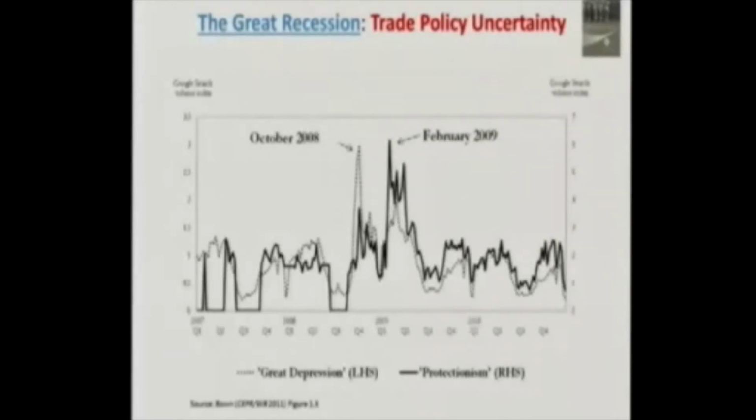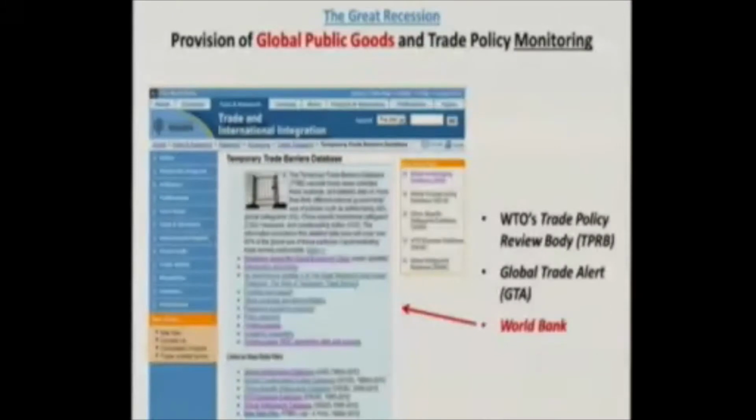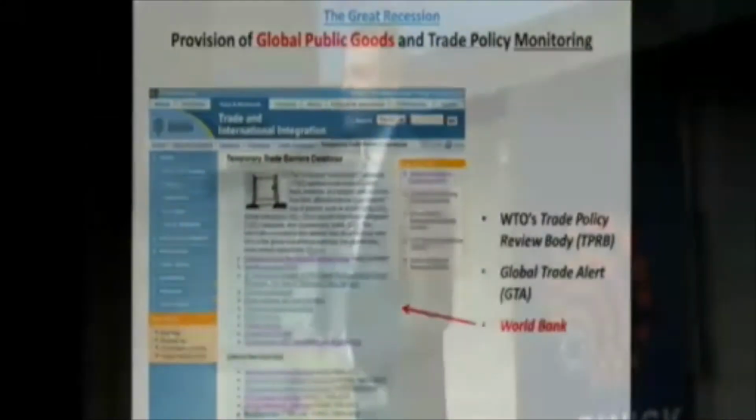So what these international organizations in the multilateral system can do is to provide public goods, such as monitoring. And this is what I was heavily involved with during the crisis, as were others at the WTO through the Trade Policy Review Body, this independent entity called the Global Trade Alert, and we put out this thing called the Temporary Trade Barriers Database. And we can provide information on what countries are doing with their trade policies because of reporting requirements and the institutional infrastructure that the multilateral system has imposed on countries.